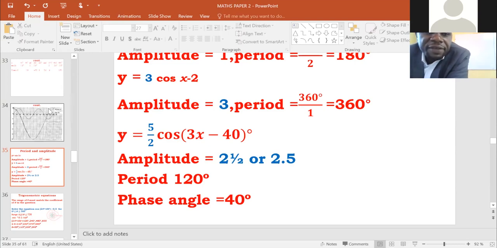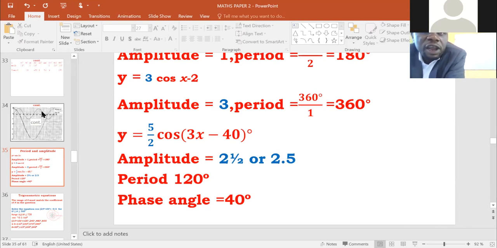So those are the areas that these should be free marks. Like I think last year there was a question on this. You are just given an equation like that: y equals 5/2 cos 3x minus 40. Then you have to find the amplitude, period, phase angle. Now, there are situations where the question is stated: state the amplitude and period.